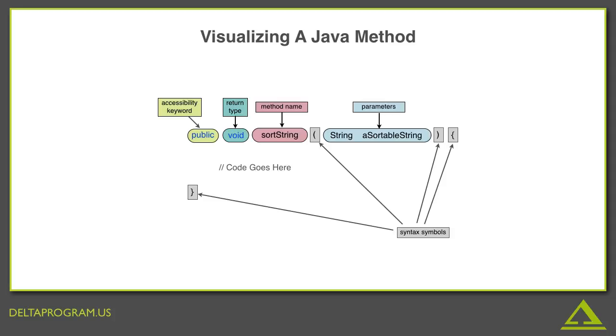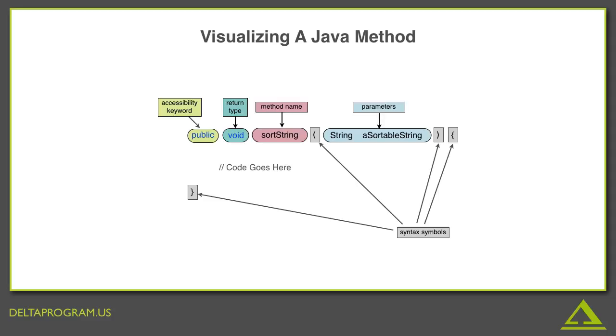The parentheses house a special part of the method signature, called the parameters. These are basically the inputs for the method. In other words, they are what the method requires you to give it in order to run properly. In a method signature, each parameter definition requires 2 things: a data type, in this case String, and a generic name, in this case sortableString.